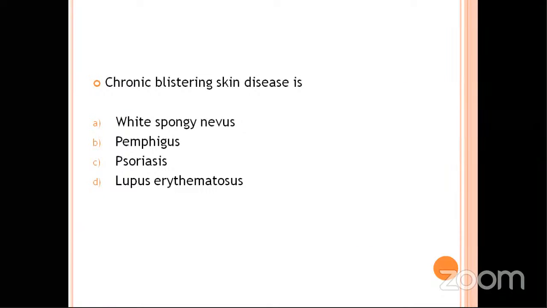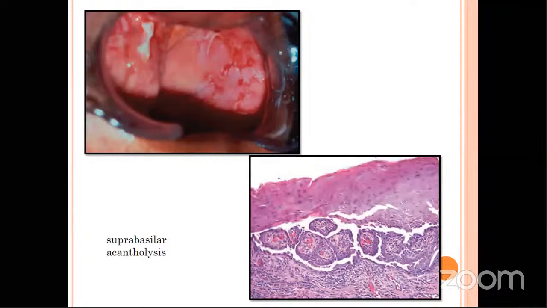Chronic blistering skin disease is white spongy nevus, pemphigus, psoriasis, lupus erythematosus. It is actually pemphigus. Pemphigus is a chronic blistering disease which is seen in younger patients, which appears as blisters initially, and later on it will turn into ulcers, where the autoantibodies are directed against the desmosomes. Okay, desmosomes are cell to cell attachments which also have desmoglein 1 and 3. அதனால என்ன ஆகும் அப்படின்னா epitheliumல there will be split, suprabasilar acantholysis ஆயிடும்.